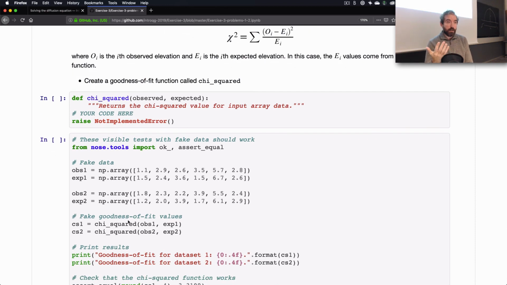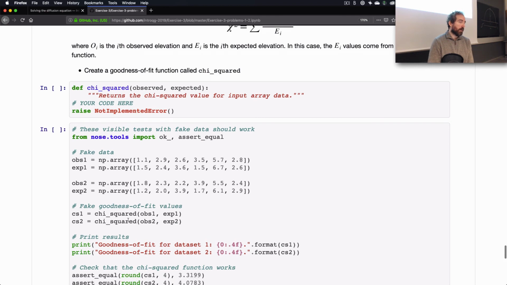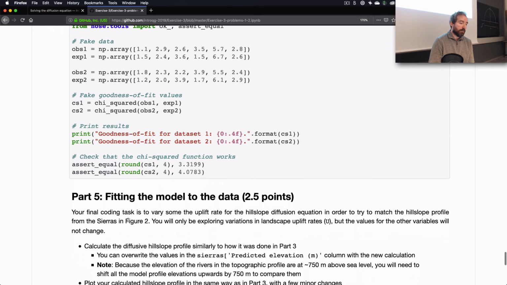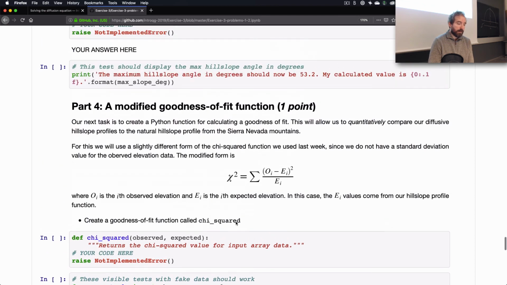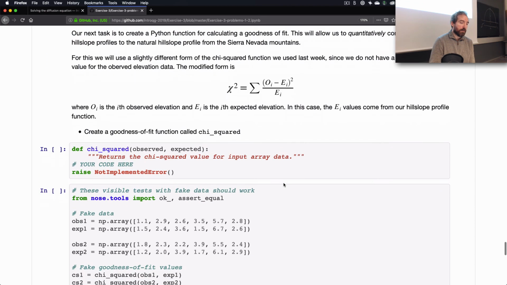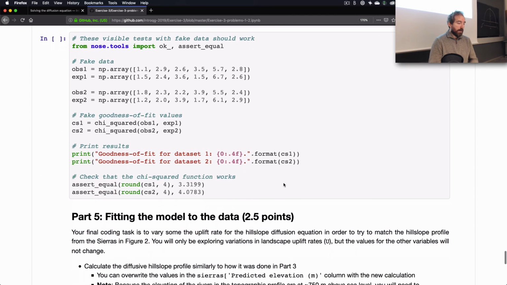It's working properly, but I'll tell you that the chi-squared values you're going to calculate when you compare the natural landscape to our model are still going to be pretty big. Much bigger than we dealt with in the lesson previously. And that has to do with the fact that we're doing a different kind of calculation with a different equation here.